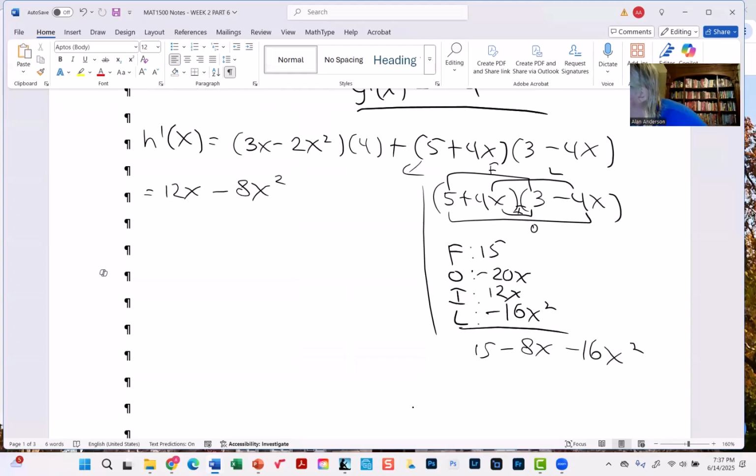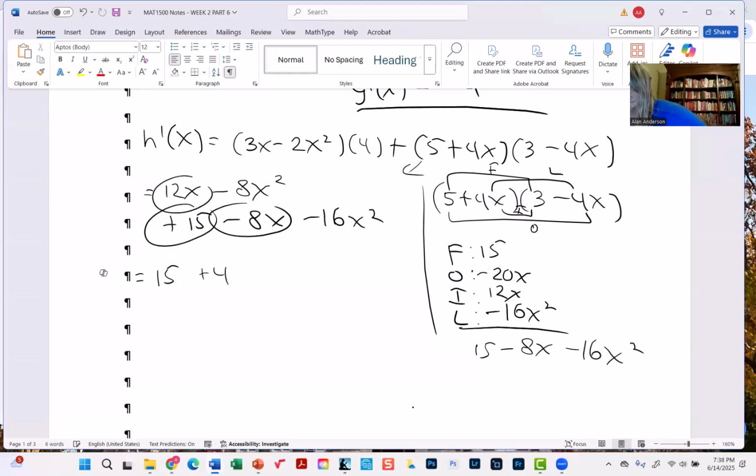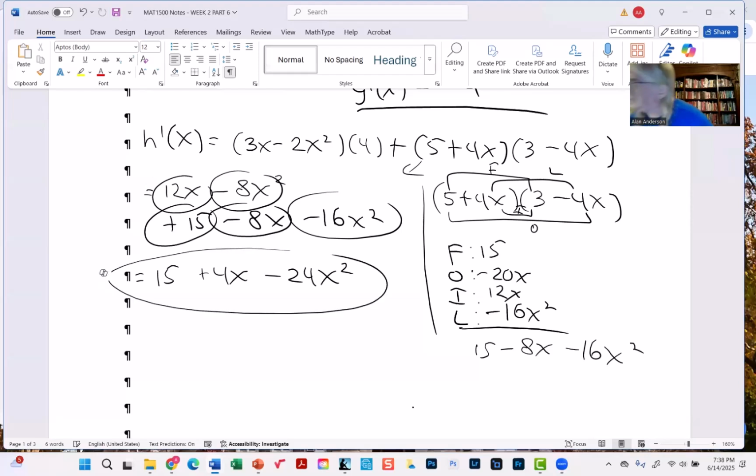So put it down here since I'm running out of space: 15 minus 8x minus 16x squared. And now we can gather up the like terms. We have one constant. Here we have 12x minus 8x, which is, of course, 4x. And then these two give me minus 24x squared. And that's the final result.